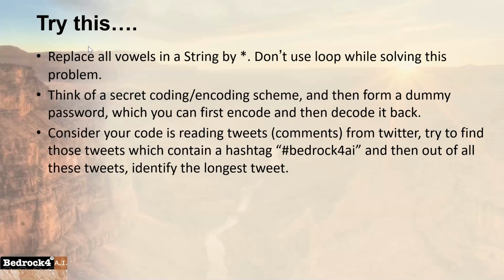Okay, so let's start with this. So we have not done loops. If you know loops, these programs are fairly easier to write using loops. But for now, I want you to write without using loops, even if you know loops. Okay. So let's start with this one. Just declare a string, and write a program to replace all vowels in this string by asterisk.